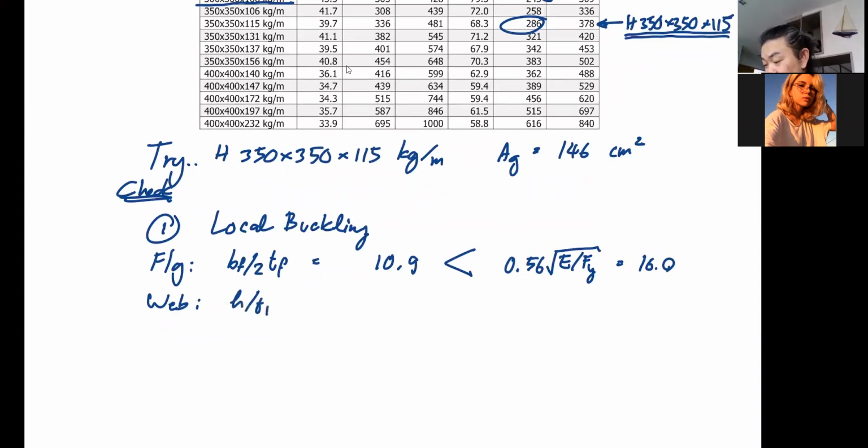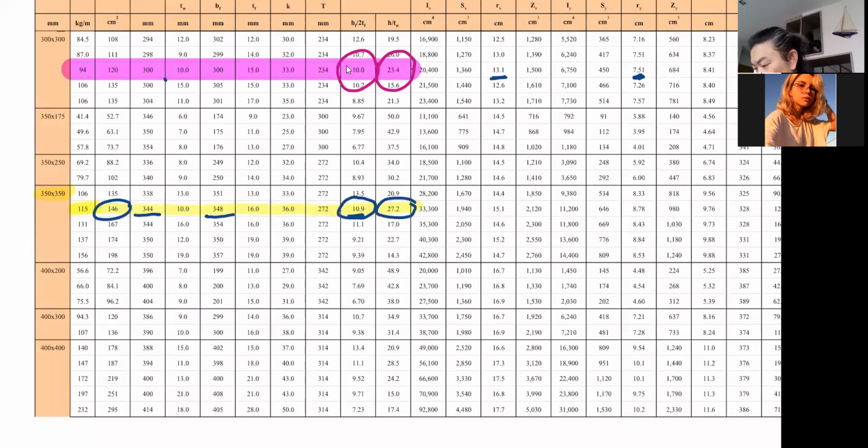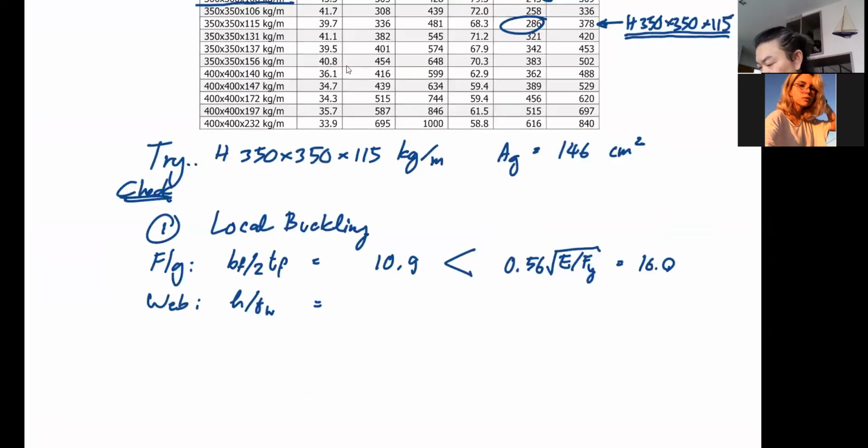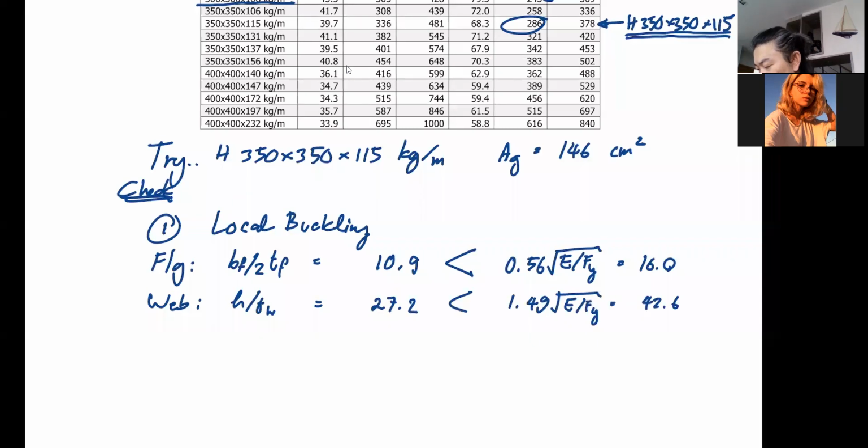The next is the web. It's H over TW. Remember, it's not the depth, it's the edge distance between the fillets. And again, you can pick this up and it's 27.2. Some students would do this calculation by themselves and then mess it up, which is very, very sad. Now we are going to compare this with the limiting value of 1.49 square root E over Fy, which is 42.6. So we are okay. Now both the flange and the web are compact. So we get the big okay, no local buckling problem.